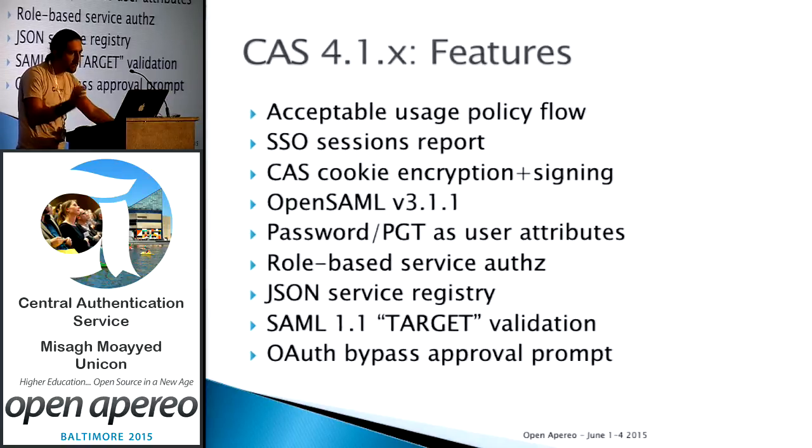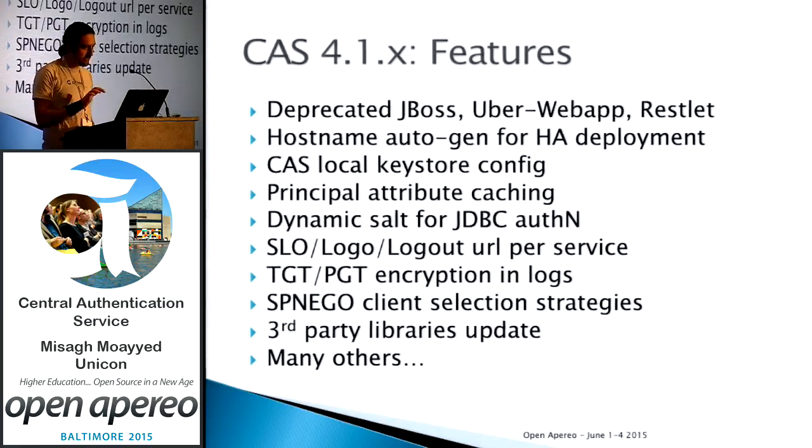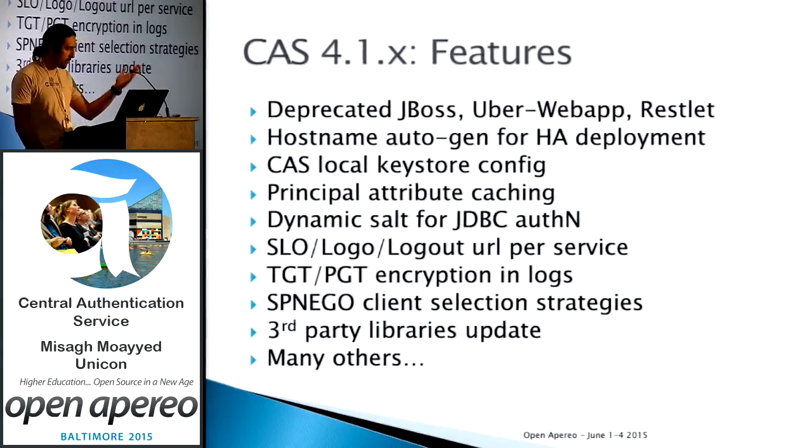What else? SSO sessions report, OpenSAML support, password and proxy attributes in the CAS response, JSON service registry, role-based service authorization, OAuth improvements. What else? Caching of principal attributes, ability to define a logo, a logout URL, or single logout on a per application basis. Spnego client selection strategies, I think Sean greatly helped out with, and many, many other improvements.